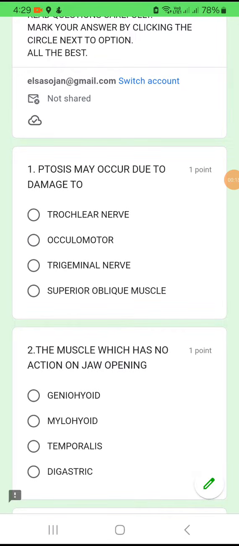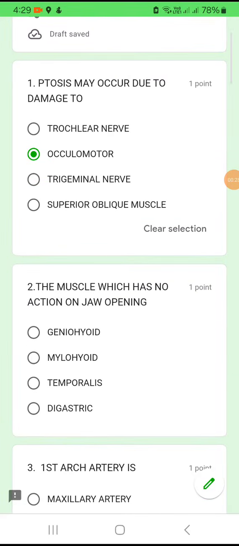Ptosis may occur due to damage to, the options are trochlear nerve, oculomotor nerve, trigeminal nerve and superior oblique muscle. So ptosis may occur due to damage to the oculomotor nerve. Option B is the right answer.